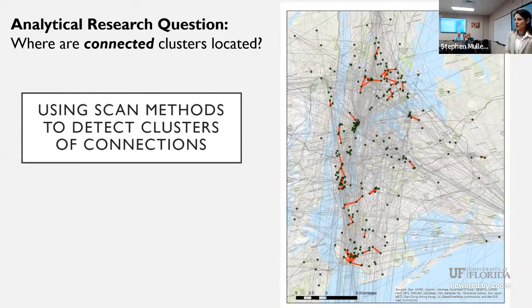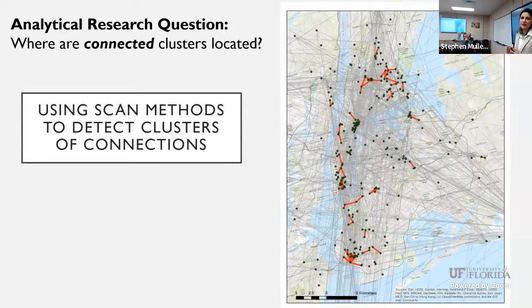So we have a more analytical research question that we're using some more advanced GIS methods to use. And the question is, where are connected clusters located? So this is a map of the New York family. And when we see a little red connection here, it means that they're connections that are very close. And the reason why we want to capture close connections here is they can walk to see each other and perhaps meet and not have to talk on the phone. And it can be a little bit more covert. So we want to use some scan methods, like our moving window, to detect clusters of connections.